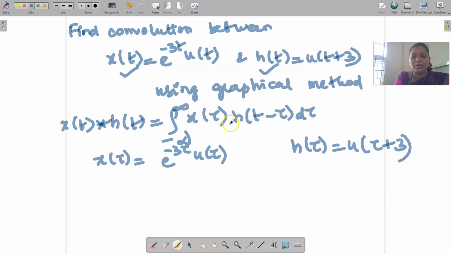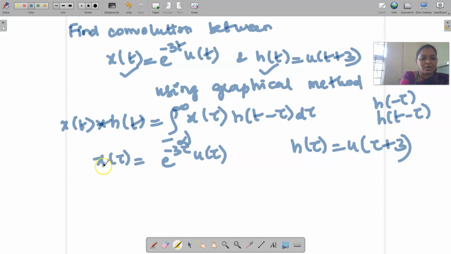With the formula, we have determined x of tau first and then h of tau, and in the formula we have h of minus tau. So the next step we need to find out h of minus tau, and next h of t minus tau. H of minus tau we can find out by using time reversal operation. H of minus tau plus t is nothing but h of t minus tau, which we can find out by time shifting operation. Once it is done, we can multiply x of tau with h of t minus tau, and finally we have to take integration so that we can find out the convolution between the two signals.